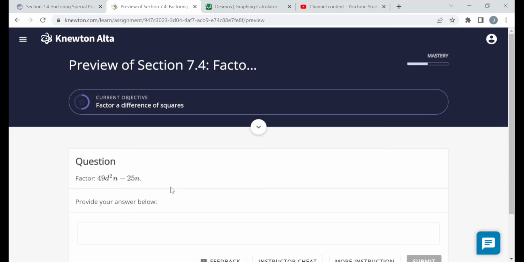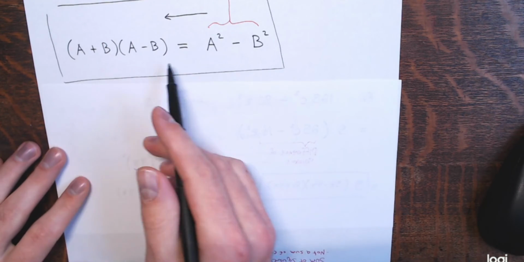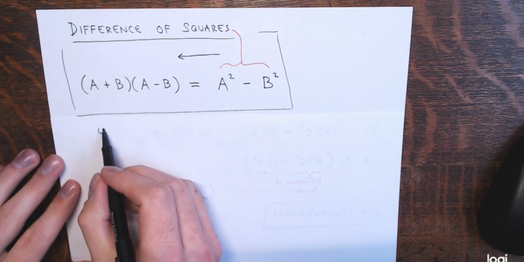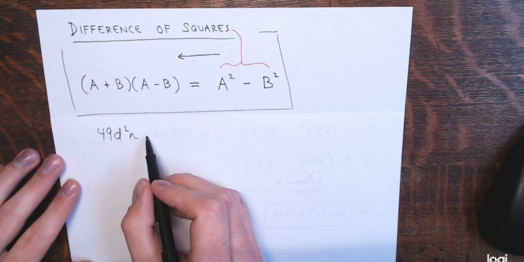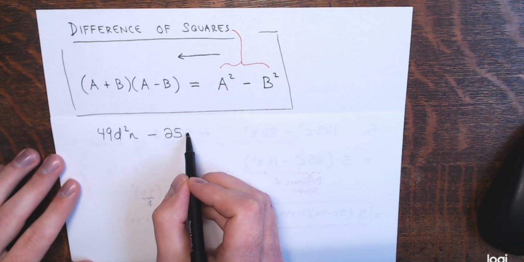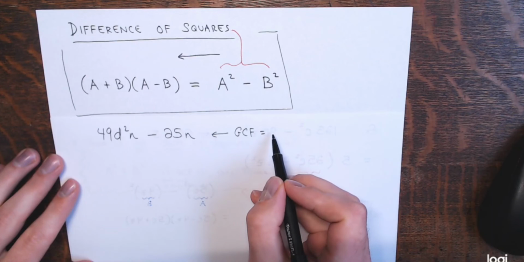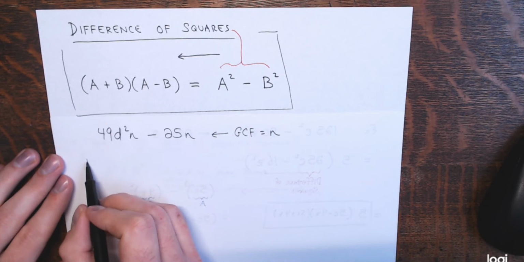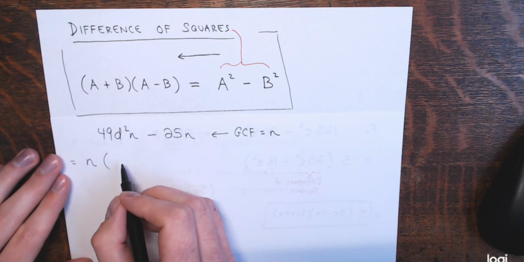So once again, I'll keep the difference of squares formula page up. There it is. And here we're given 49d squared times n minus 25n. First thing always is to find a greatest common factor. This time it's not 1, it's n. They both have n in common. I factor that out. And then what's left over will be a difference of squares.